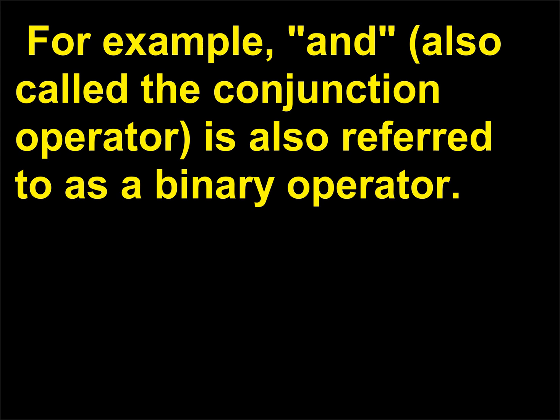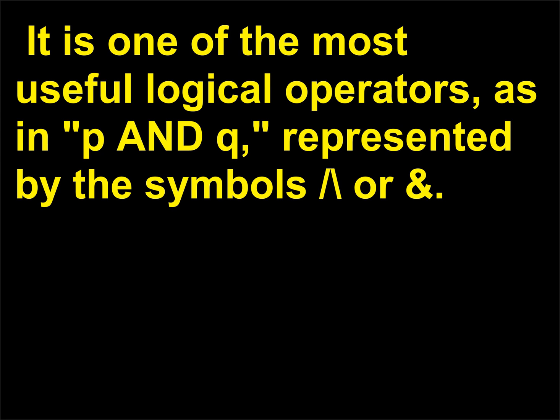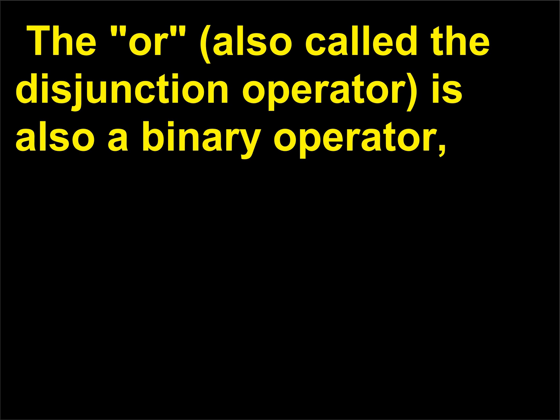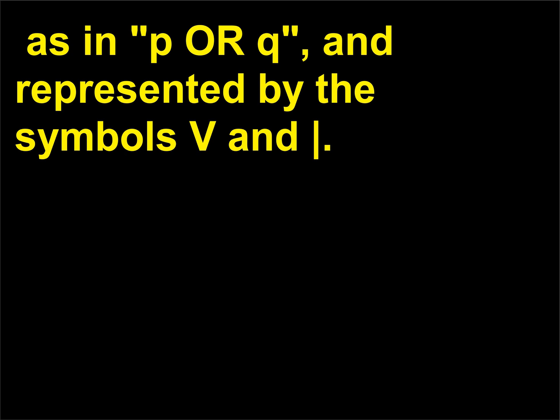For example, AND, also called the conjunction operator, is also referred to as a binary operator. It is one of the most useful logical operators, as in P and Q, represented by the symbol /\ or AND. The OR, also called the disjunction operator, is also a binary operator, as in P or Q, and represented by the symbols V and OR.